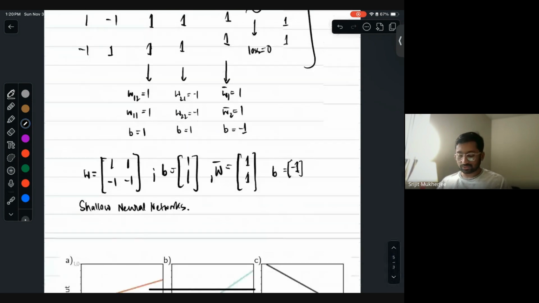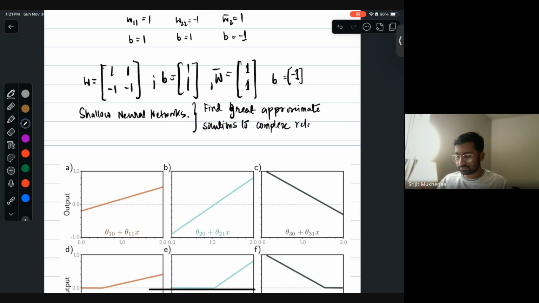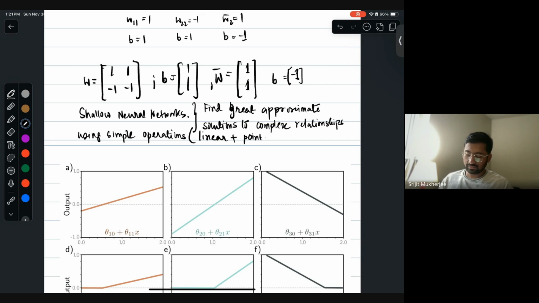But the goal of neural networks is to find approximate solutions to complex relationships using simple operations like linear plus pointwise nonlinear.